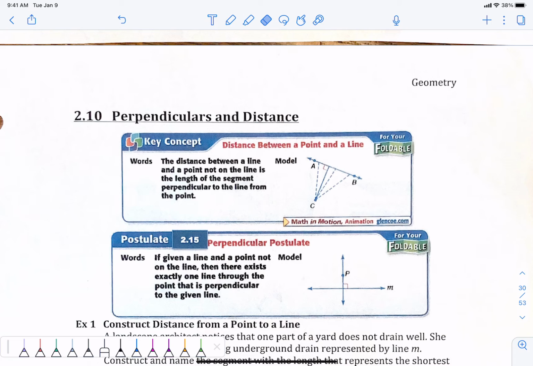All right, hey guys, this is section 2.10. This is the last section of chapter 2. And yesterday we did the review, which was kind of backwards, but that's because I was gone. So today we're going to section 10.